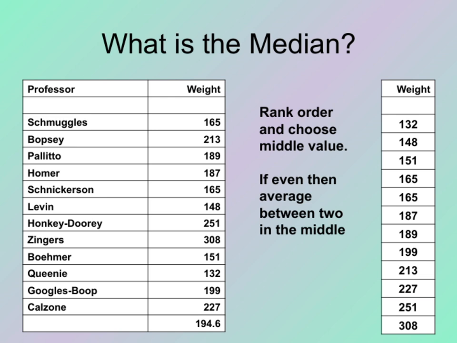So the median gives us a good sense of the central tendency of our data, especially when the data might be skewed or have outliers. It's a key concept because it helps us understand the typical value in a dataset. In this example, the median weight of these professors is 165, which is quite representative of the middle of our dataset. Remember, when the data is evenly split, the median is the average of those two middle numbers. This method ensures we're accurately capturing the central point of our data distribution.